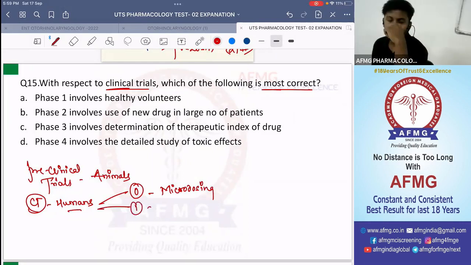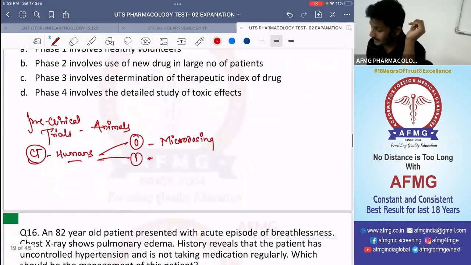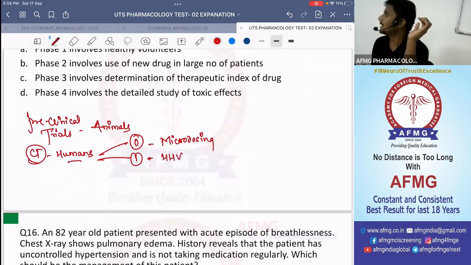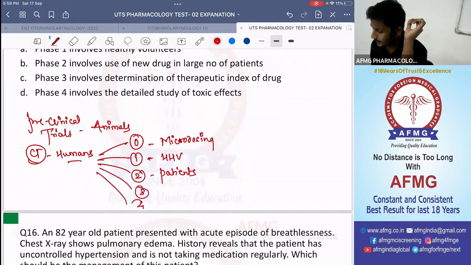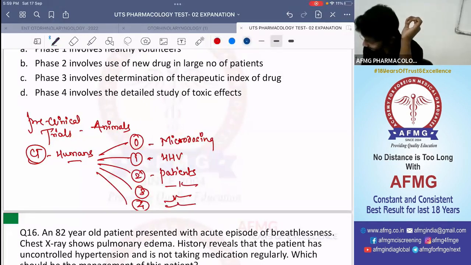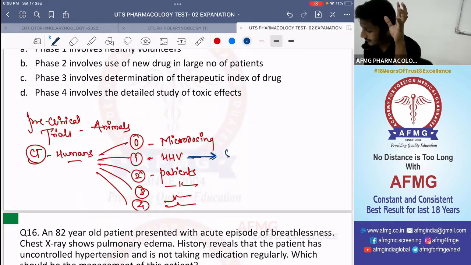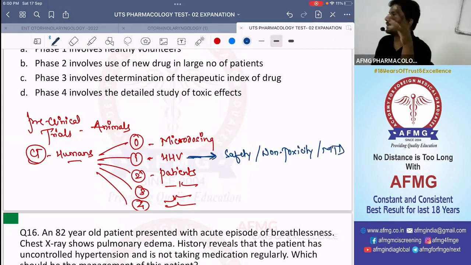Then phase 1 is what? Phase 1 is done on a unit of study. Phase 1 is done on healthy human volunteers. Phase 2 is done on healthy human volunteers or patients. So from phase 2 onwards, we will take patients in the study. अगर मैं पूछूं किसके लिए यूज करते हैं, phase 1 is generally used to assess the safety of a drug, or you can say non-toxicity of a drug, or the maximum tolerable dose of a drug. Even toxicity can be called. ठीक है? Non-toxicity, toxicity, safety and maximum tolerable dose.